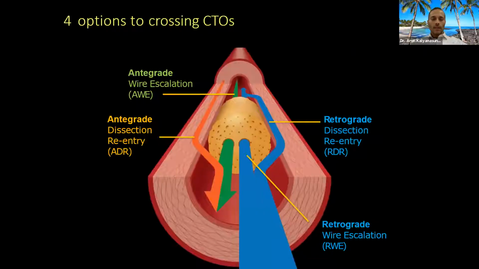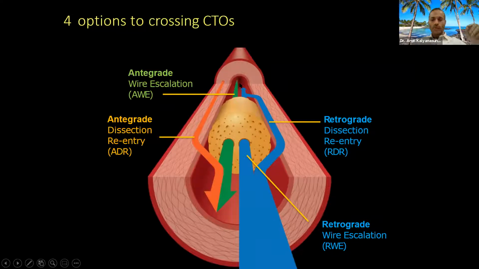Now, fundamentally, for the fellows, there are 4 ways of crossing a CTO. You can go antegrade true-to-true wire escalation, right? You can go retrograde true-to-true wire escalation. Here we are staying intraplaque all the way through. Or you could go antegrade dissection reentry, where you get into the adventitia and re-enter, or you could go retrograde dissection reentry.